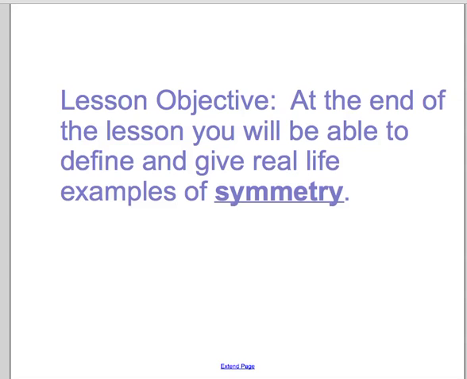The lesson objective for today is: at the end of this lesson, you will be able to define and give real-life examples of symmetry.